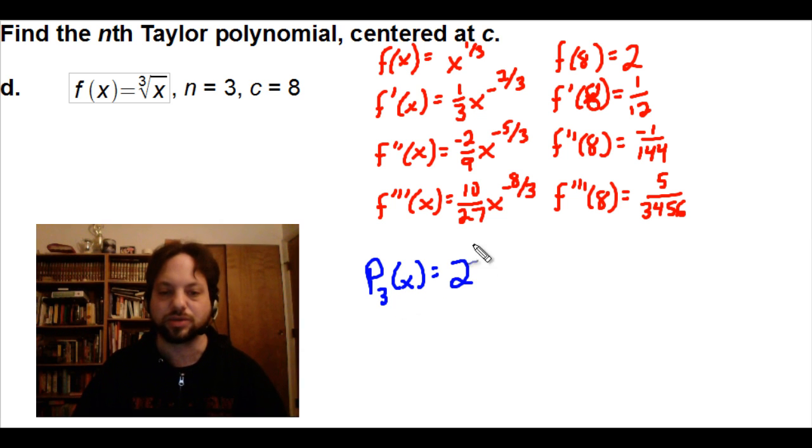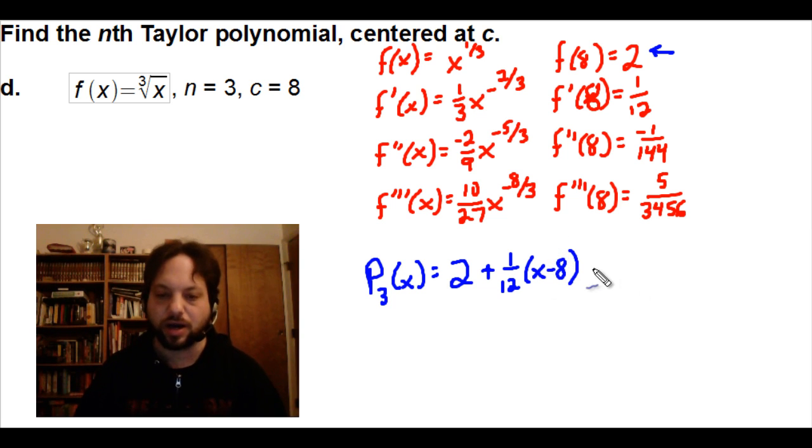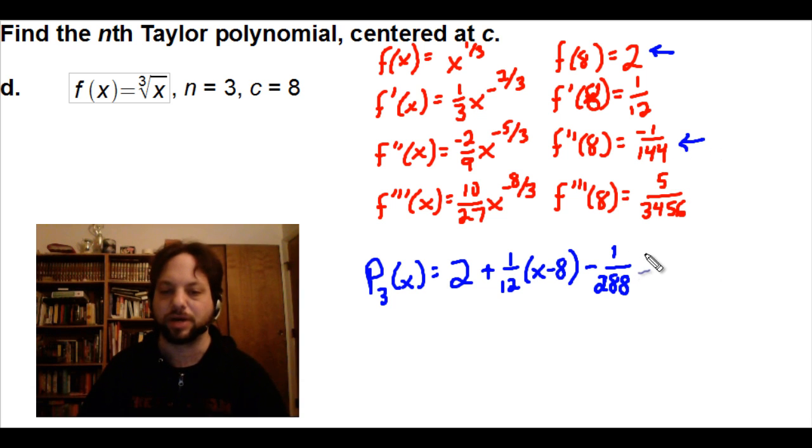My constant is going to be 2. That came from here. Of course, my constant is 2. My linear term will say 1/12 times (x minus 8). It would be a 1 factorial on the bottom, but again, 1 factorial is really just 1. This next one would have a 2 factorial on the bottom. So what I'm going to end up with is minus 1 over 288. That is the negative 1 over 144 with a 2 factorial on the bottom. Of course, I'll have (x minus 8) squared.